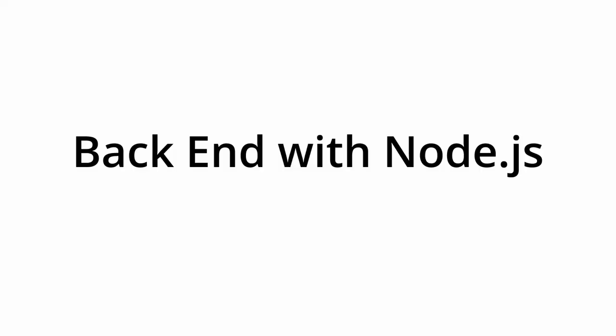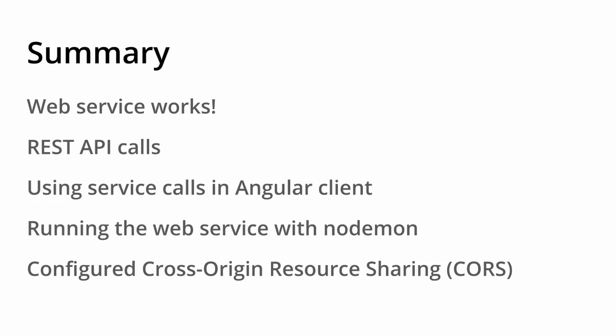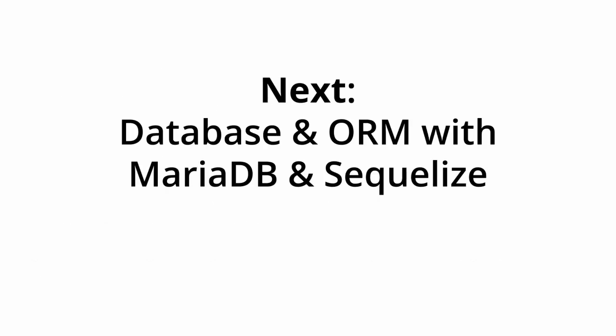Great, the basic web service works. You learned how to build your first REST API calls to receive articles from the service. You integrated these calls into your Angular client application, and you now know how to run the web service with nodemon so that it restarts by itself when you make any changes to your code. And you configured your web application for cross-origin resource sharing, or short, CORS. Great stuff! Now it's time to add the Maria database and object relational mapping with Sequelize in the next section.